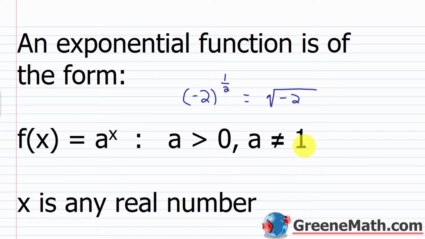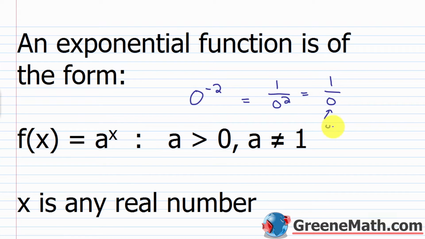Now, let's talk about why it can't be 0. If you think about having 0 as your base, if I raise 0 to some positive value, let's say I square it, 0 squared we know is just 0, so that's all fine. But I can't raise 0 to the power of 0, that's undefined, and I can't raise 0 to a negative value, because if I did something like 0 to the power of -2, we know this is 1 over 0 squared, and this is 1 over 0, which is undefined. So that's why we have these restrictions.